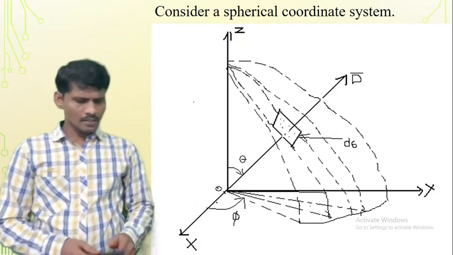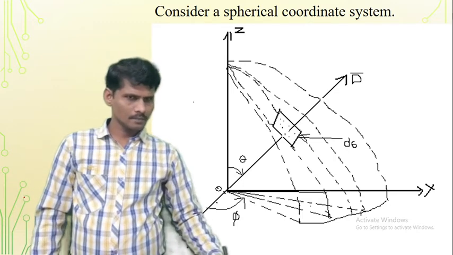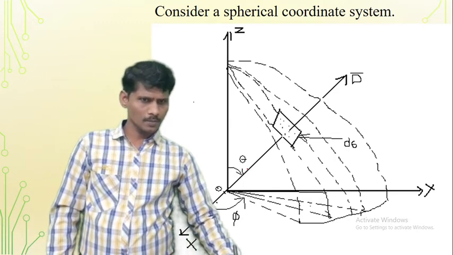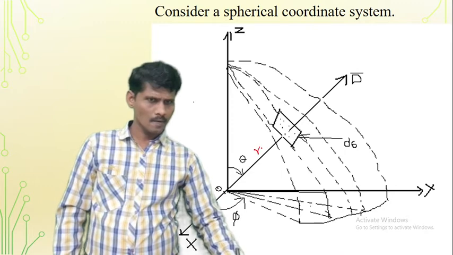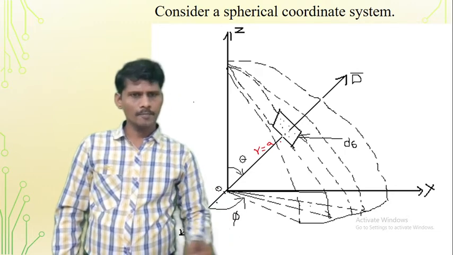And this is r is equal to a, r is equal to a, the radius of the sphere.